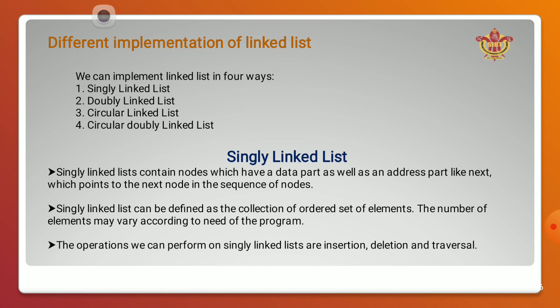Then next topic is different implementation of linked list. We can implement linked list in four ways. First is singly linked list, second is doubly linked list, third is circular linked list, and fourth is circular doubly linked list. So we will discuss singly linked list.